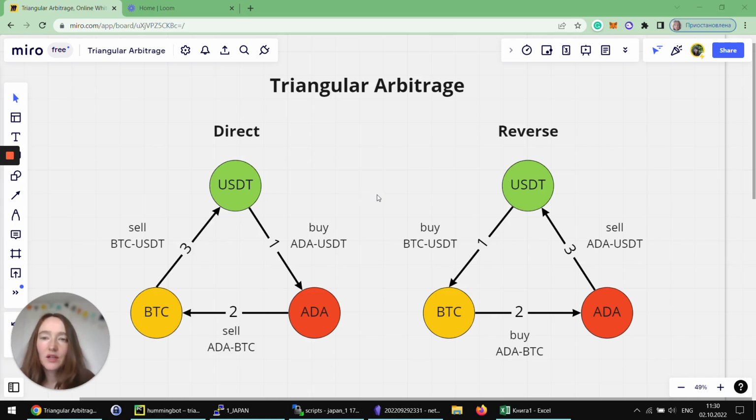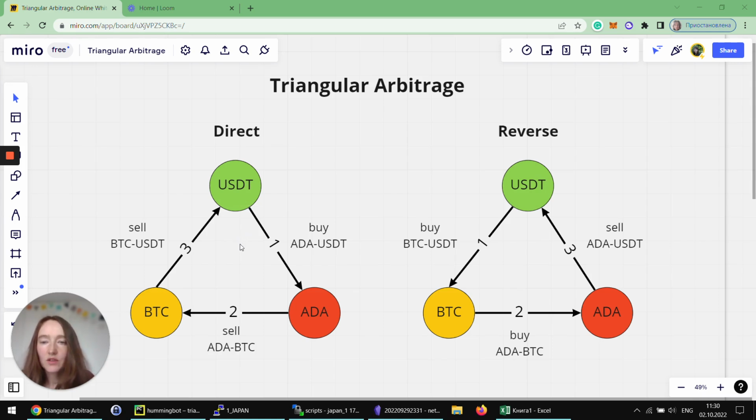For example, here in the picture USDT is exchanged for ADA by buying the ADA-USDT pair. Then ADA is sold for BTC and BTC is sold for USDT. This round of trade is considered profitable if we end with more USDT than we have at the start.